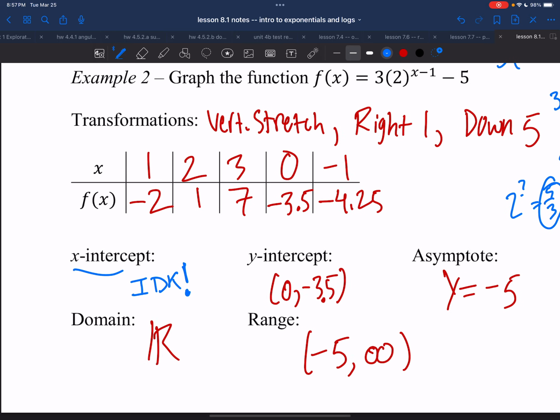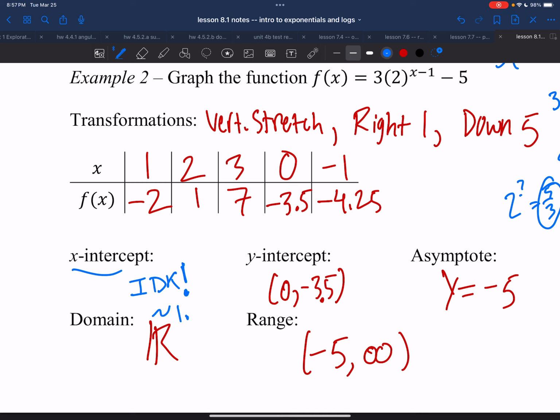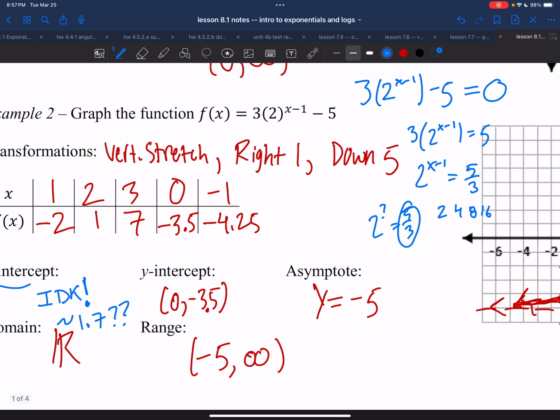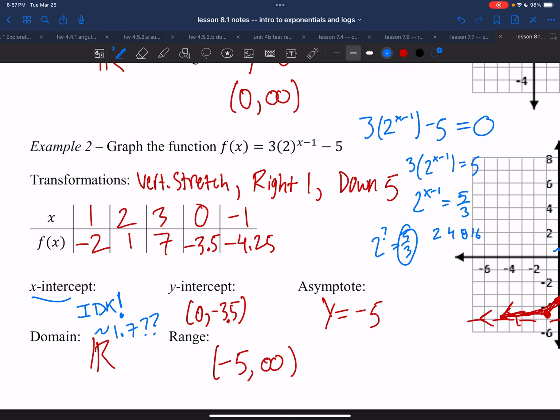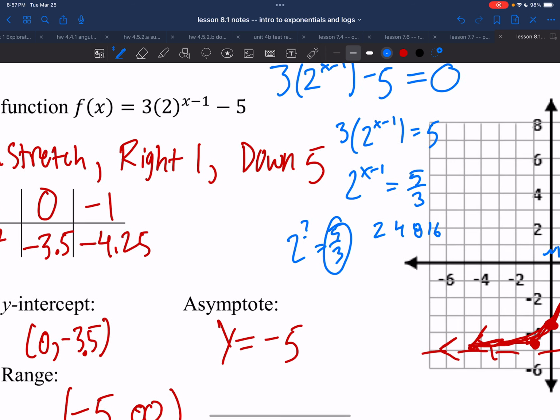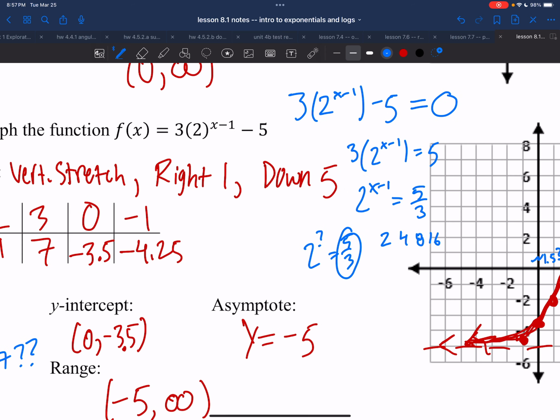I don't know. Like roughly 1.7 maybe? Question mark? I don't know. And if you say that on your test, you will lose points because you need to find this. No, I'm kidding. How would you find this? Well, right now, we're too limited.